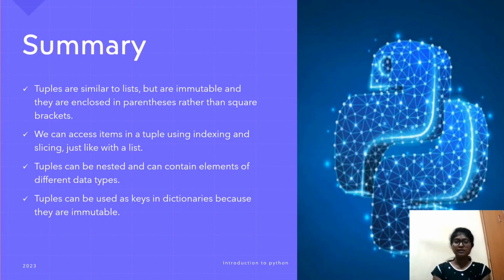So let us see the summary of this video. Tuples are similar to lists but are immutable and they are enclosed in parentheses rather than square brackets. We can access items in a tuple using indexing and slicing just like with a list. Tuples can be nested and contain elements of different data types. Tuples can be used as keys in dictionaries because they are immutable.